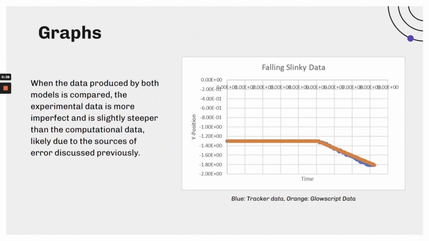We can see this again with the graphs. When the data produced by both graphs are compared, the experimental data, this blue line, is more imperfect, and it's slightly steeper than the computational data. Again, that steepness is likely due to a difference in the proportionality constant. And these rigid lines are from the imperfections in the tracking.